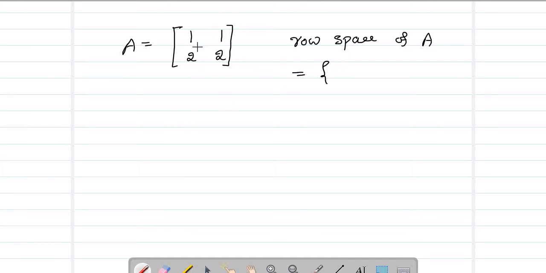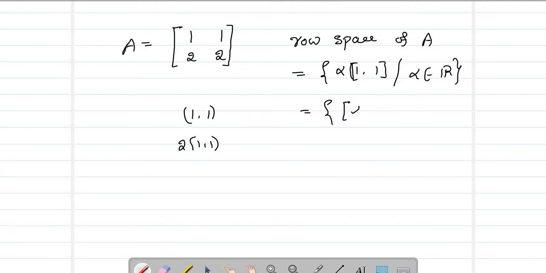If you observe, the first row is 1, 1 and the second row is 2 times of 1, 1. So now you can see that this is the space generated by 1, 1 itself, alpha times (1, 1), where alpha belongs to R. Or in other words, you can simply write it like this: (alpha, alpha), where alpha belongs to R. So this is the row space of A. Now let me look at the column space of A.